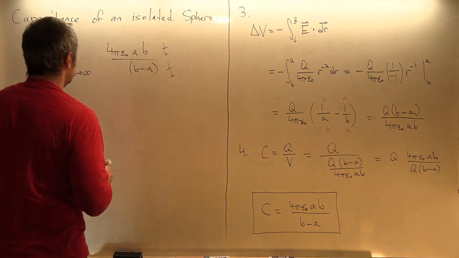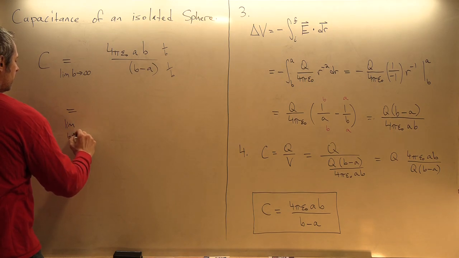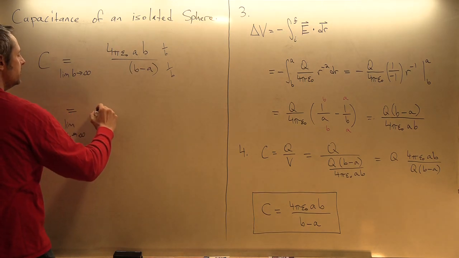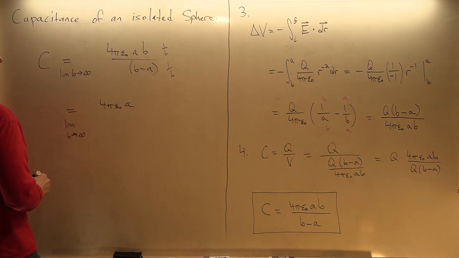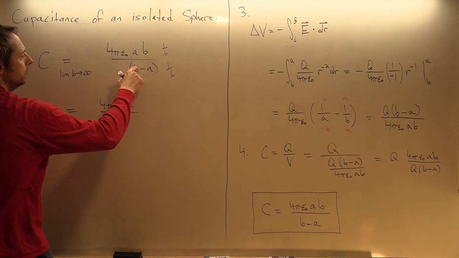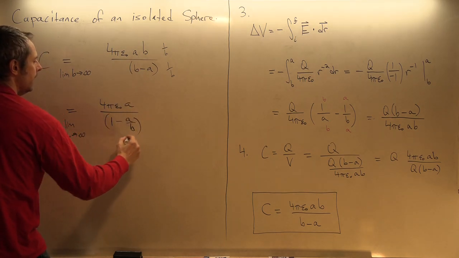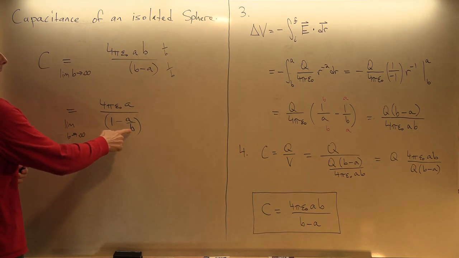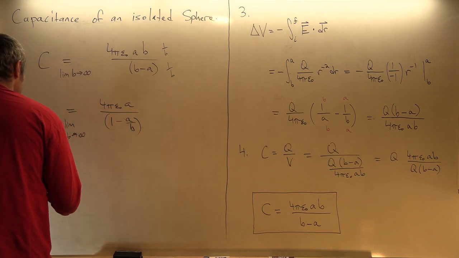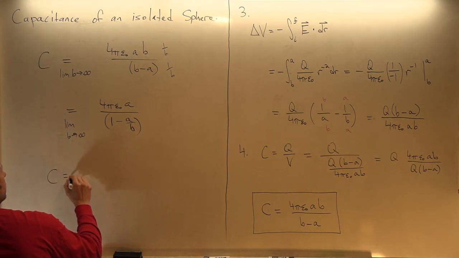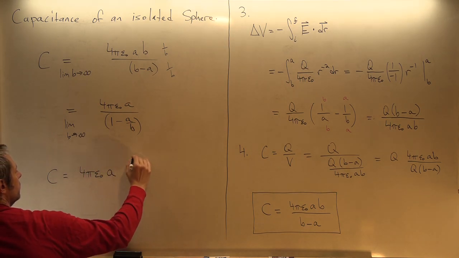And I haven't changed anything. And so what it changes in the formula is the top becomes this, and the bottom becomes b over b, or 1 minus a over b. And now what you could see is that if b becomes infinite in size, this part of the formula becomes 0, and the capacitance of a single isolated sphere is this.